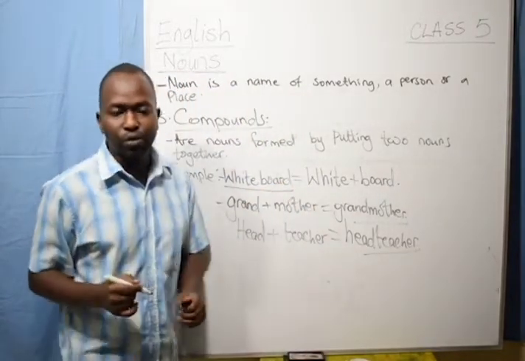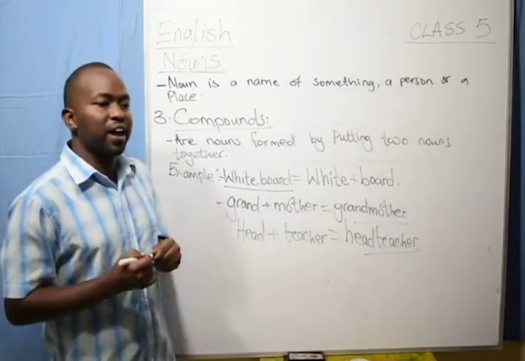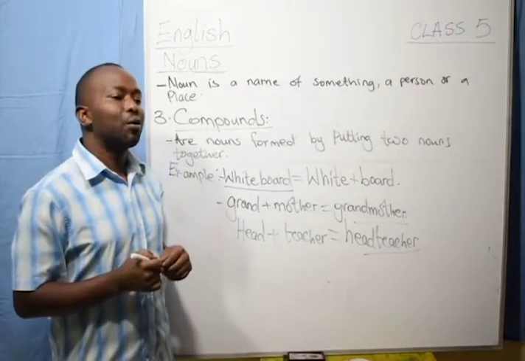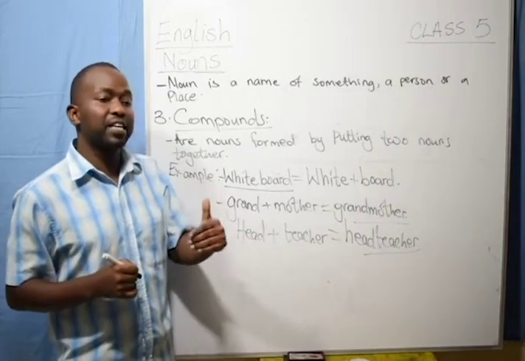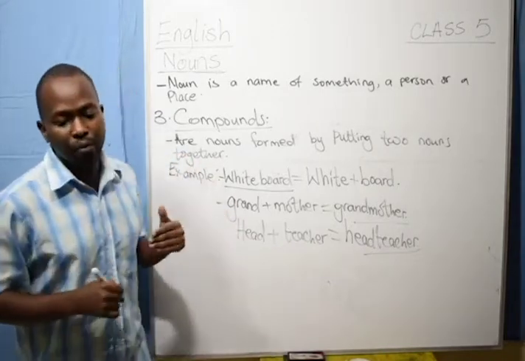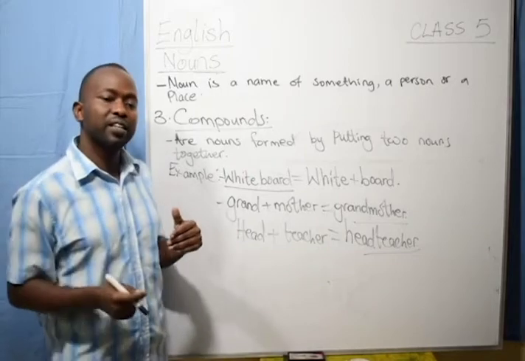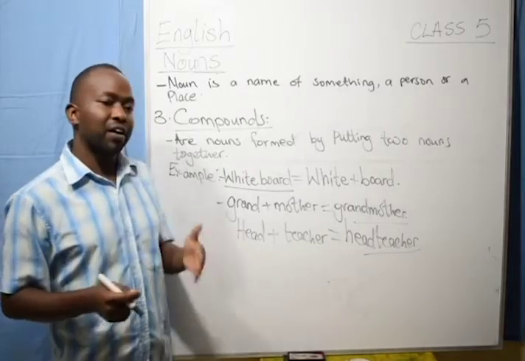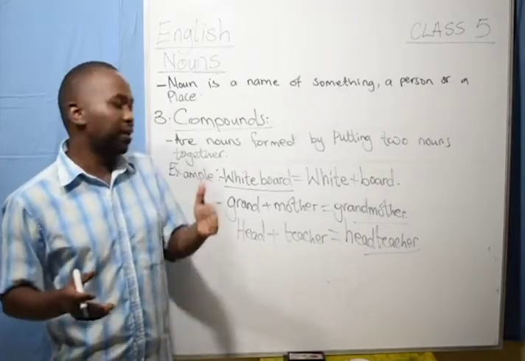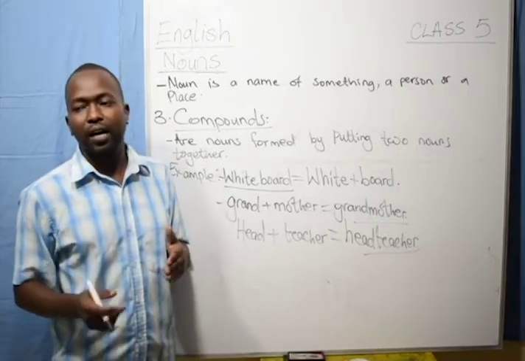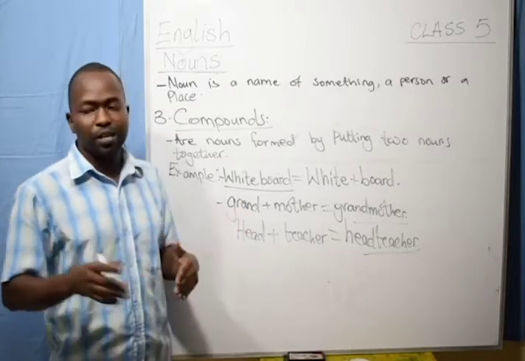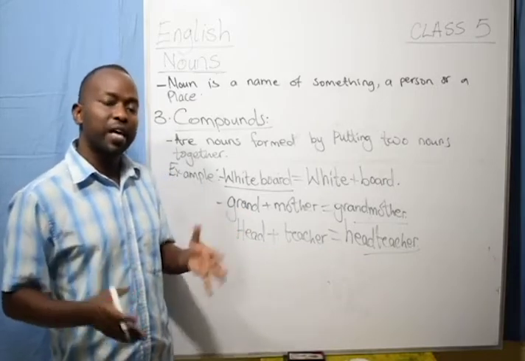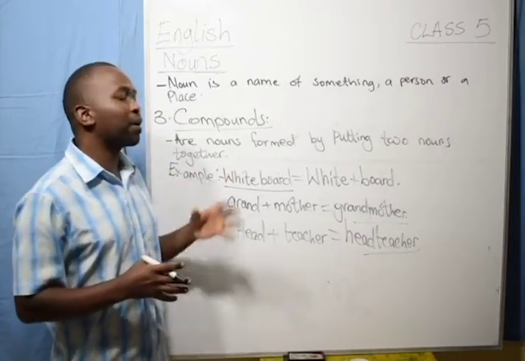Other examples include pen and knife, good. Pen plus knife, you get a pen knife. Another one, river bank. River plus bank, we get a river bank. School bus. School plus bus, we get a school bus. And many, many other compound nouns that we have.